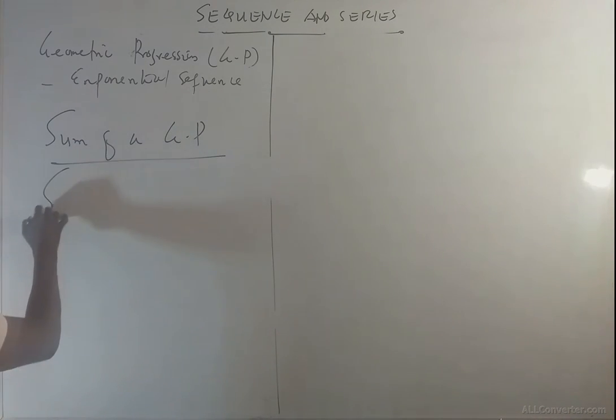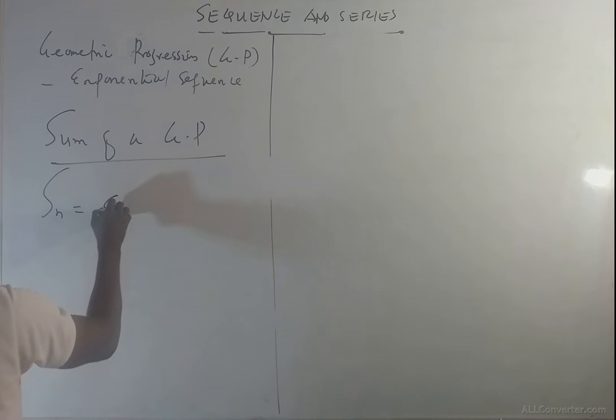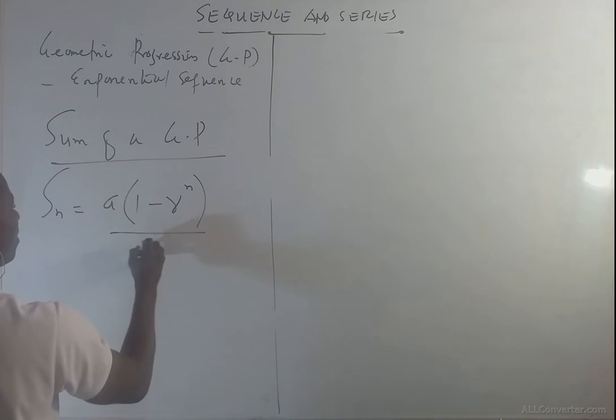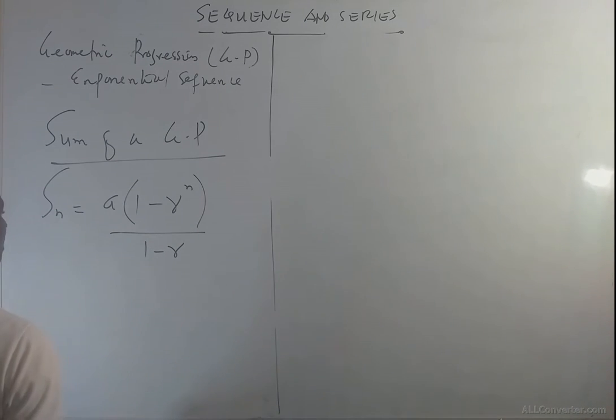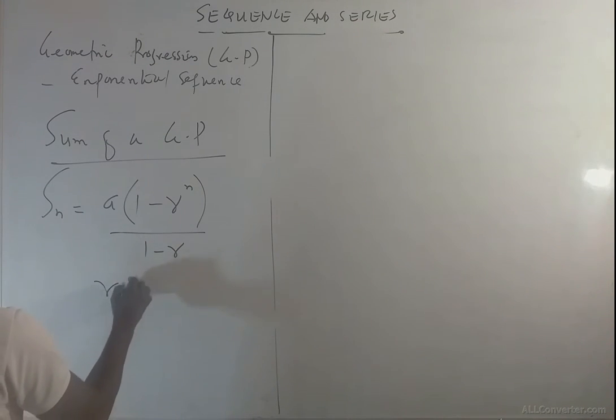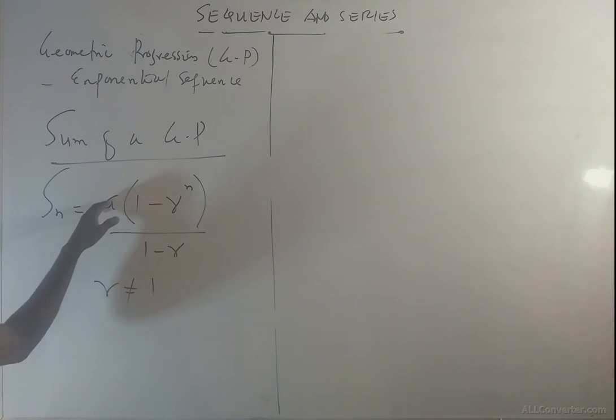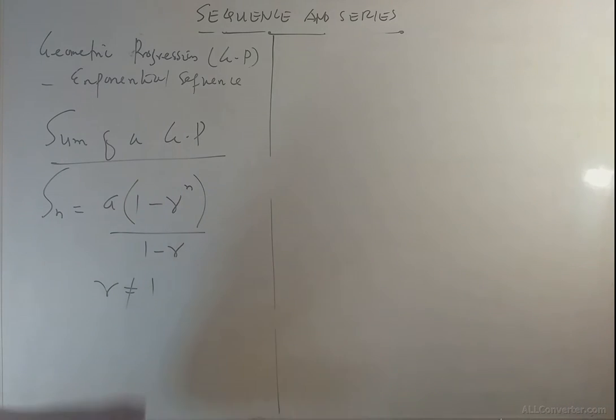And the formula is given by Fn equals a(1 minus r exponent n) over 1 minus r. And take note that r should not be equal to 1. Why are we saying that? If the common ratio is 1, 1 minus 1 is 0. Whatever we have at the top divided by 0, you will not be able to find the sum of that number of terms or the sum of that exponential sequence.